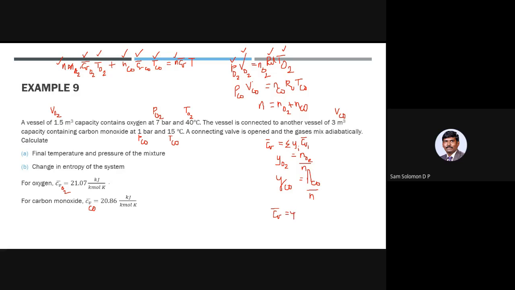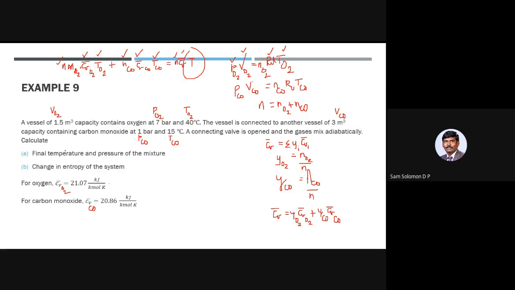Y of oxygen multiplied by CV bar of oxygen plus Y of carbon monoxide into CV bar of carbon monoxide. Okay, so that will give you CV bar. So now you will be able to estimate the final temperature of the mixture. So now you can estimate the value of T. So that will give you the final temperature of the mixture.